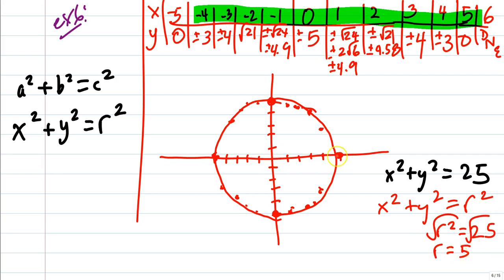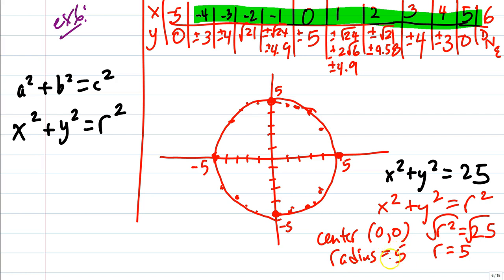How far over did we go? How far up did we go? How far left did we go? How far down did we go? This is a circle with a center at the origin, no h or k, no shifting at all, and a radius of 5. So everywhere along this, these are values that give us a radius of 5.